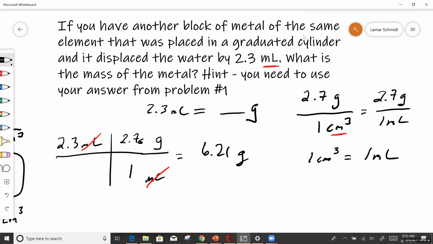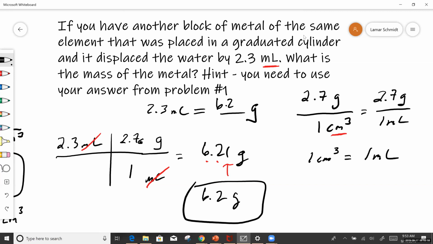Now how many sig figs can I have? 2. So I'm going to just count 2 sig figs. 1, 2. Look at the third. Am I rounding up? Am I rounding down? Or am I keeping it the same? Keeping it the same, but it's going to be 6.2, not 6.21, because that is the number of sig figs. So 6.2 grams. Too easy?